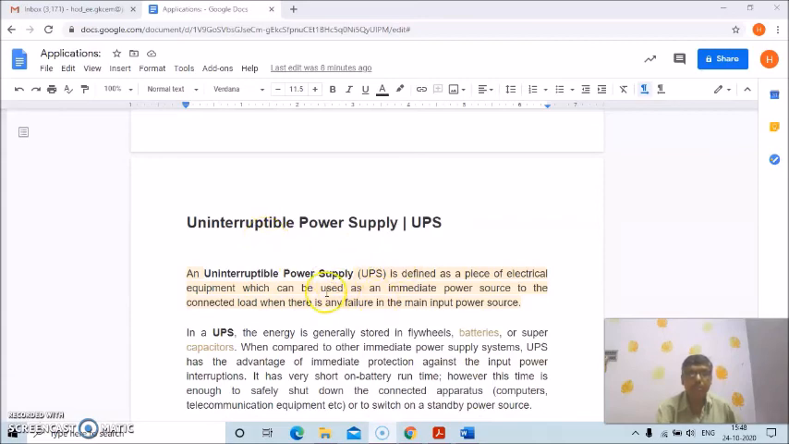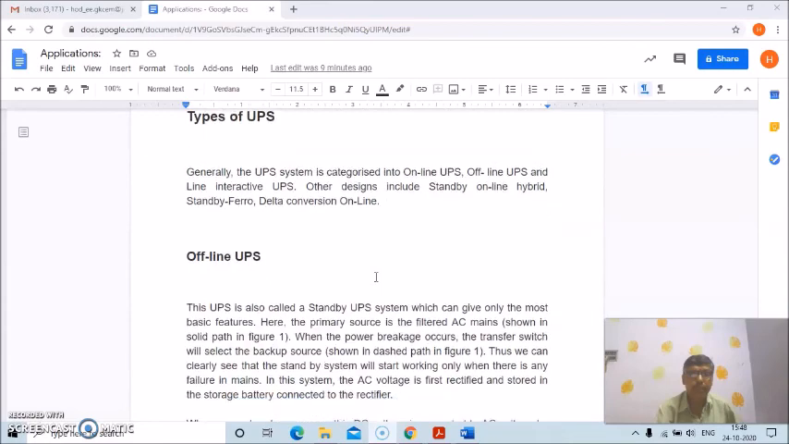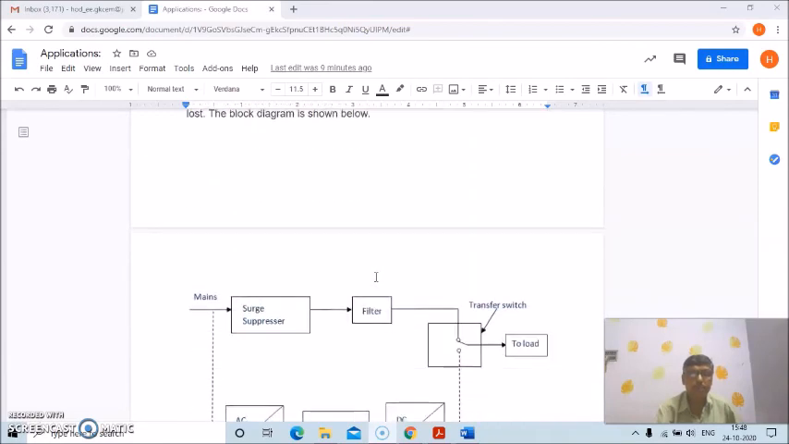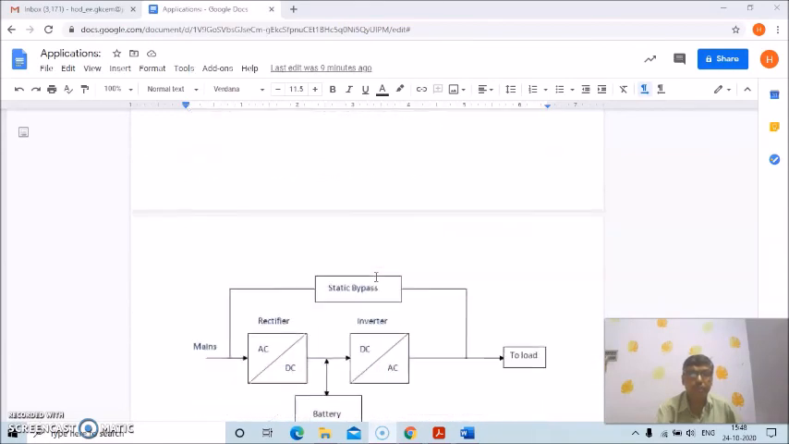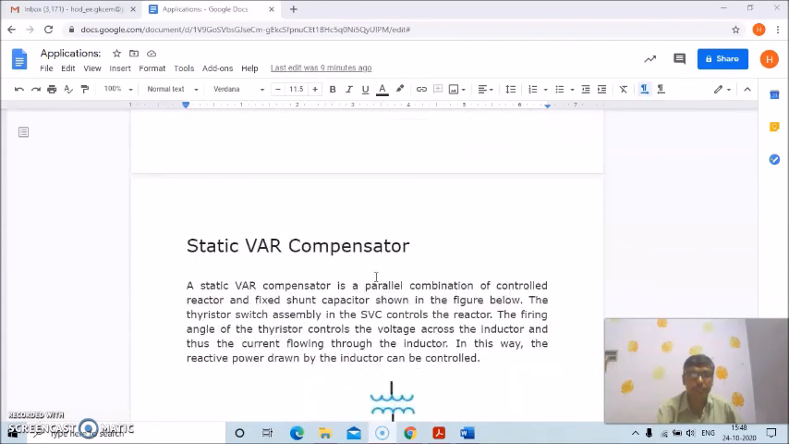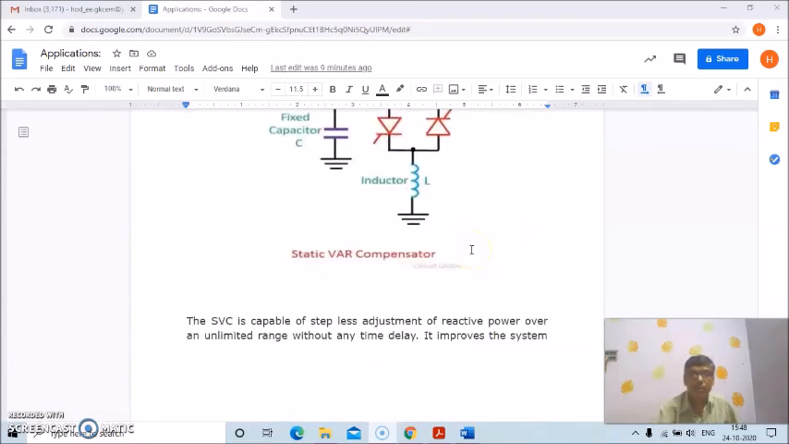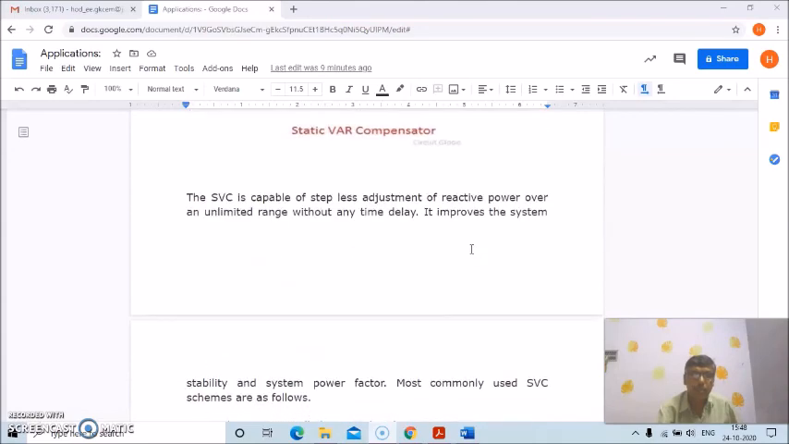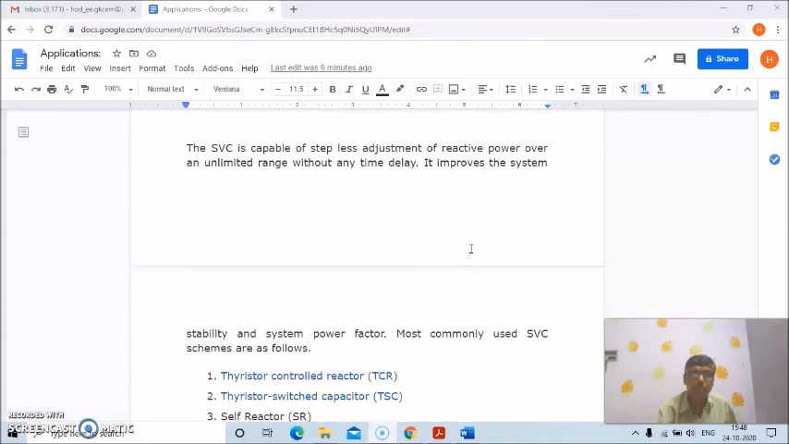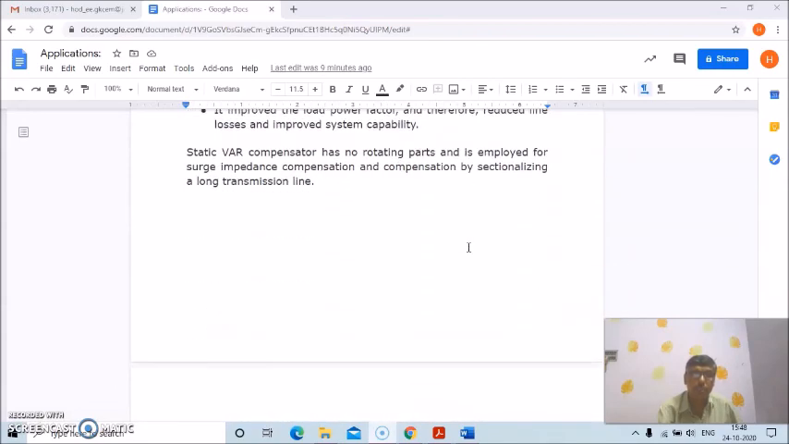So UPS, its major roles, types: offline UPS, online UPS, line-interactive UPS, then UPS applications. And lastly we have talked about the static VAR compensator unit: what the different types of static VAR compensator units are, how it works actually, and what the advantages of the static VAR compensator unit are.